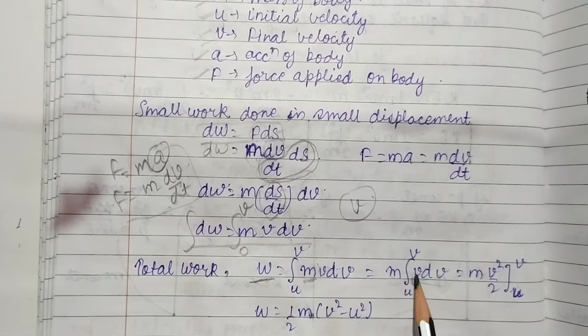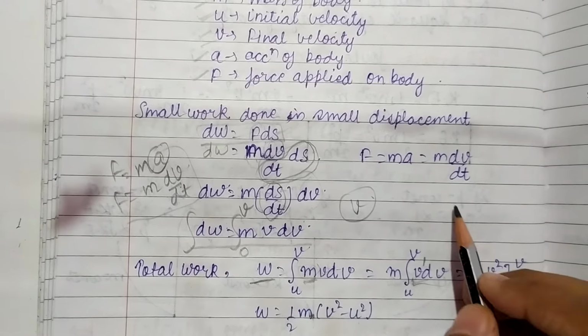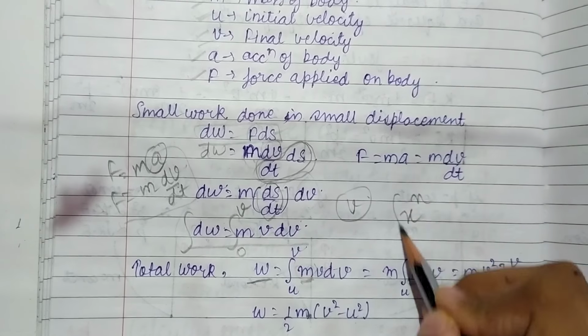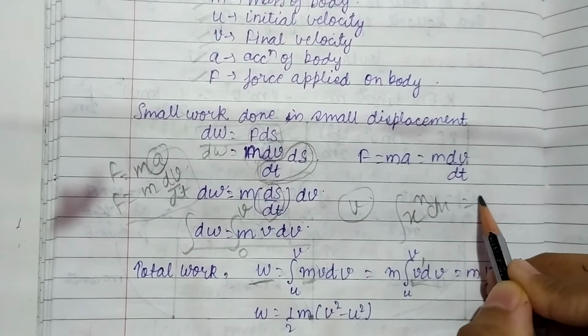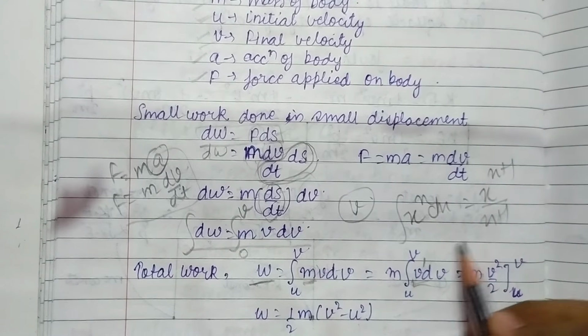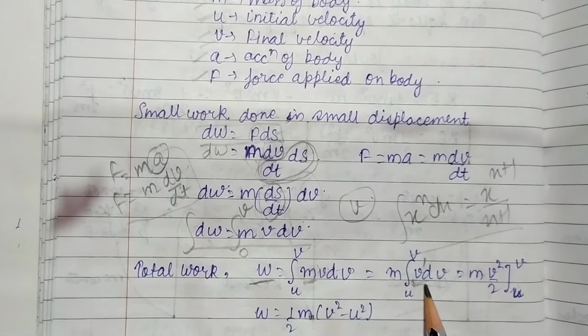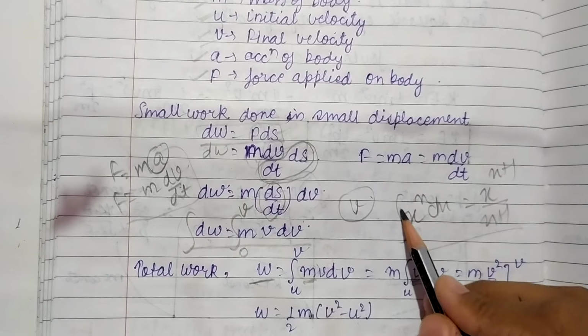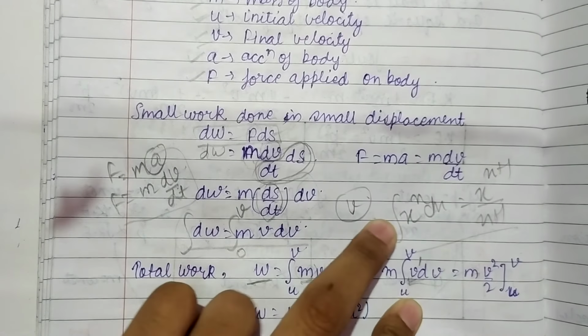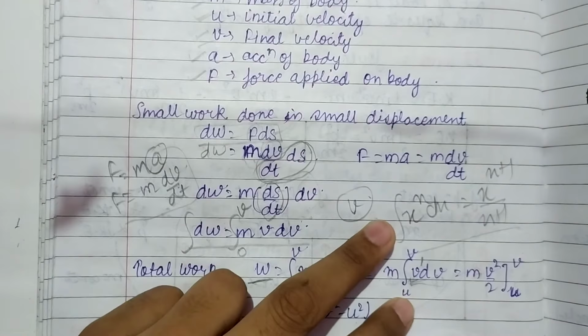Okay, so the power of v is 1, and we already know how we integrate. If we have x to the power n and we want to integrate with respect to dx, the integration will be x to the power n plus 1 upon n plus 1. Here we are integrating with respect to v, so in place of x we simply substitute v, where v is the variable. I believe you are understanding this.